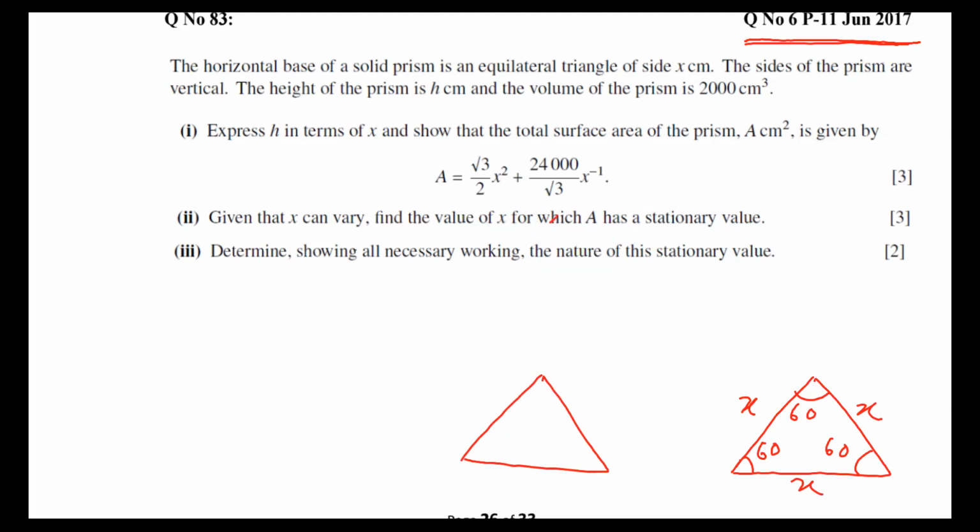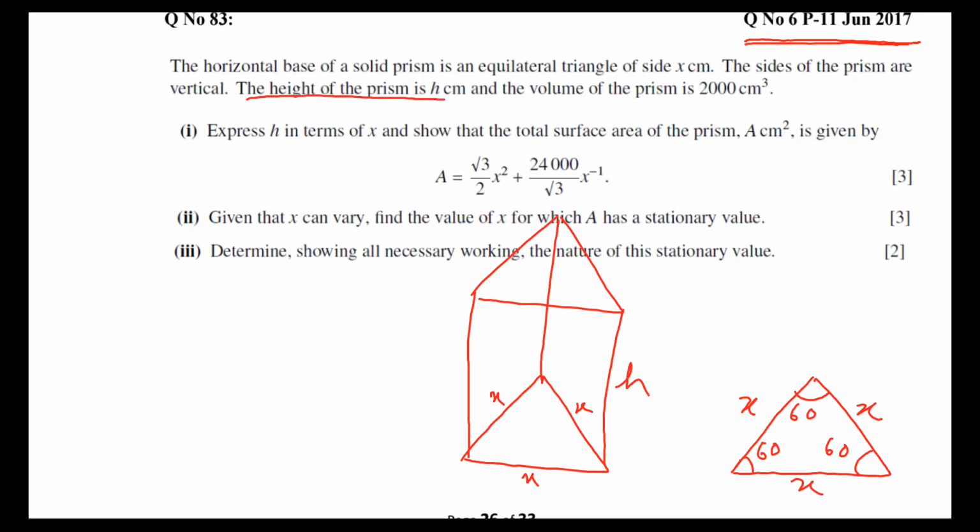So let's see here again. This is vertical, and this is vertical, and this is side X, and this is side X. And this height is, look here, he mentioned not y, sorry, h. The height of the prism is h centimeters and the volume of the prism is 2000 centimeters cubed.